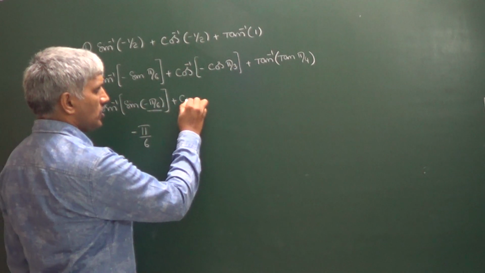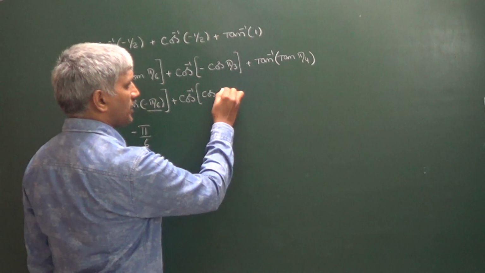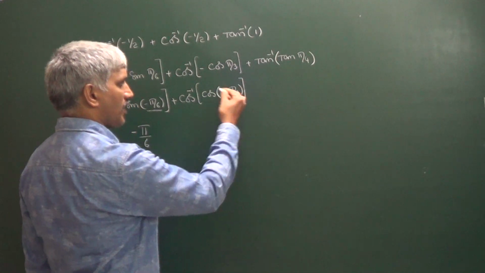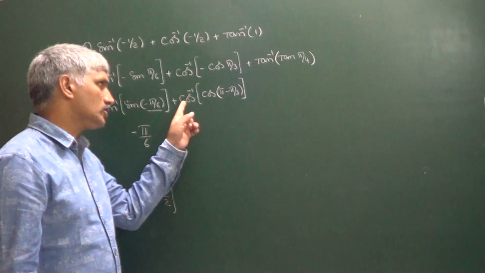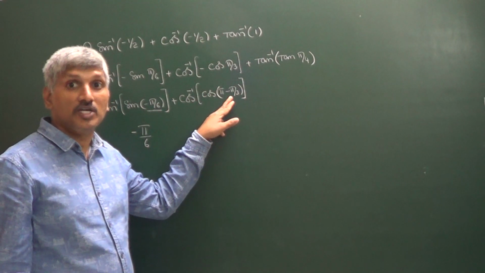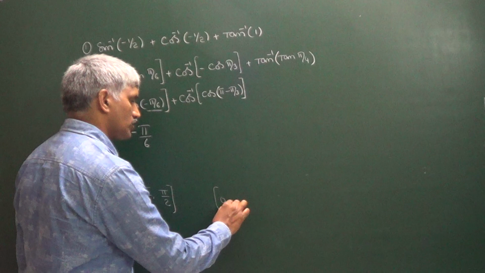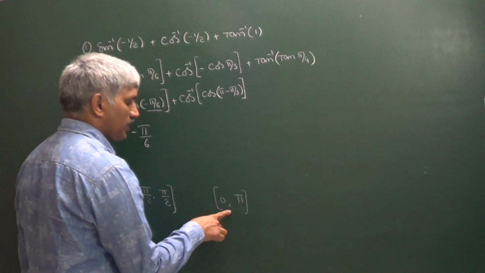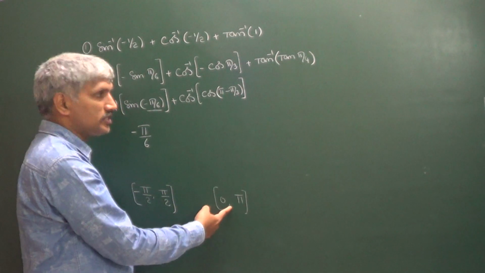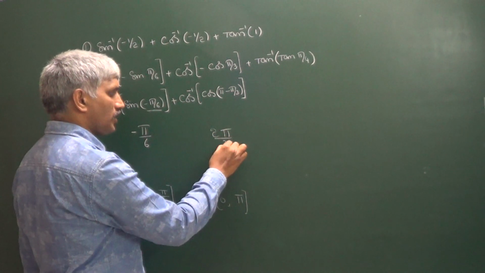Whereas here, what happens? Cos inverse of minus cos theta can be written as cos inverse of cos of 180 minus theta. Now you can check cos inverse of cos theta: this is pi minus pi by 3, which is 2 pi by 3. Now what is the principal branch for cos inverse? Closed interval 0 comma pi. Here we got 120 degrees, 2 pi by 3, and 2 pi by 3 is there in the principal branch. That's why we can write this particular part as 2 pi by 3.